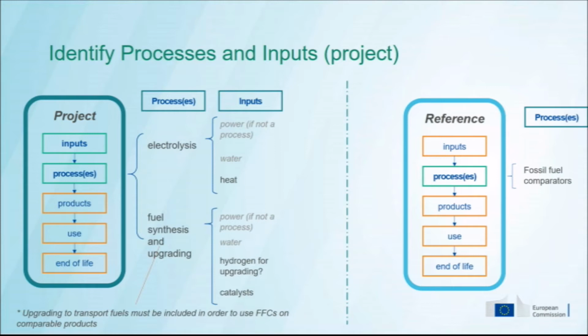There's a note at the bottom left of that slide which says upgrading to transport fuels must be included in order to use the fossil fuel comparators on comparable products. So in other words, you do have to include the upgrading step to the final fuel if you want to compare it to the emissions of the final fuels, which is what the fossil fuel comparators are. And thankfully, in this example, the reference is quite simple. It's the fossil fuel comparators that we saw on the previous slide.